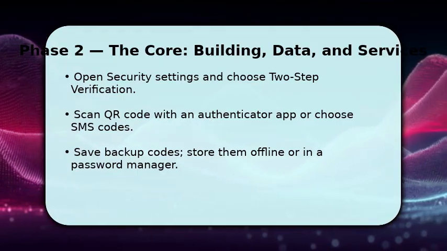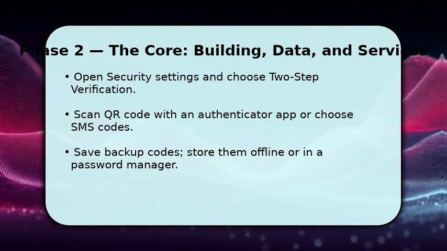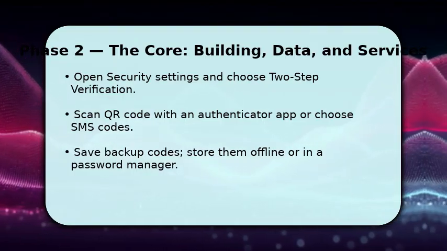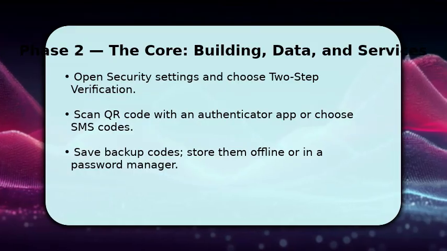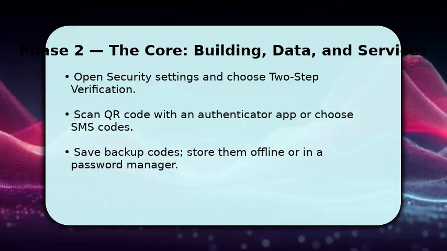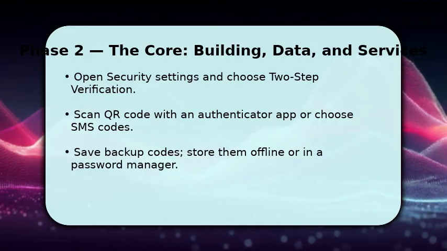Choose Authenticator for stronger protection. Scan the QR code with your app and enter the 6-digit code Roblox shows to confirm. If you prefer SMS, select it and enter the code sent to your phone.